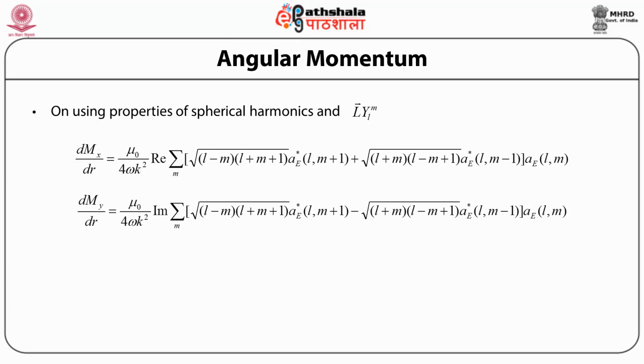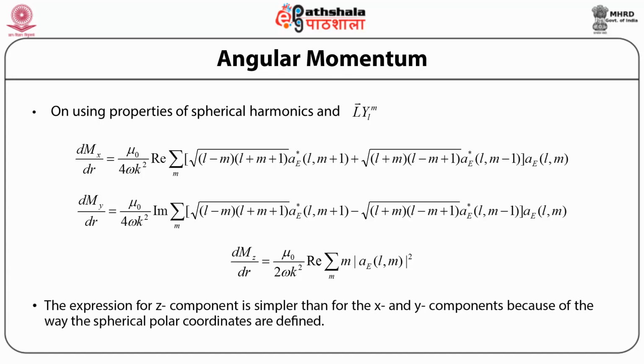Similarly, dMy by dr equals mu naught divided by 4 omega k square into the imaginary part of the summation over m of [under root of (l minus m) into (l plus m plus 1) into a_E conjugate of l and m plus 1, minus under root of (l plus m) into (l minus m plus 1) into a_E conjugate as a function of l and m minus 1] whole into a_E as a function of l m, and dMz by dr equals mu naught divided by 2 omega k square into the real part of the summation over m of m into mod of a_E l m square.